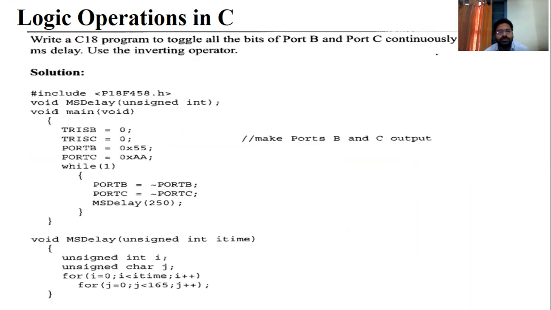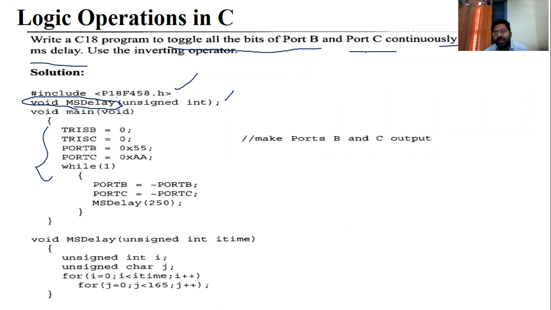Again, see this: write a C18 program to toggle all the bits of port B and port C continuously with a 250 millisecond delay. For the delay, whenever you are using a delay, at that time you can use the ms delay command here. This is the PIC18F458. While writing this, it will call all the libraries available in this PIC18 controller, PIC18F458. So ms delay, unsigned int. Then this is the main program. What we can perform here is toggle all the bits of port B and port C.